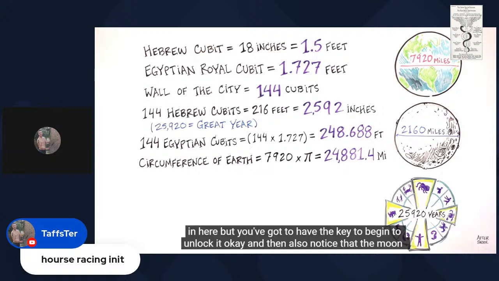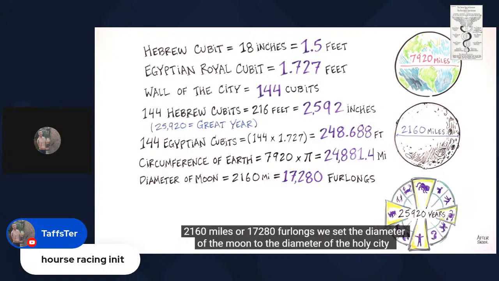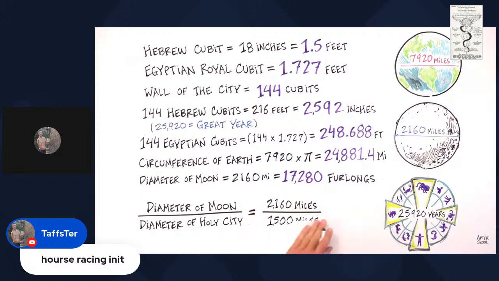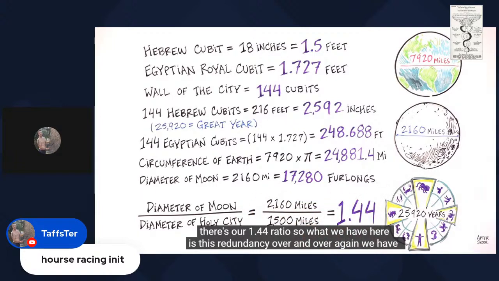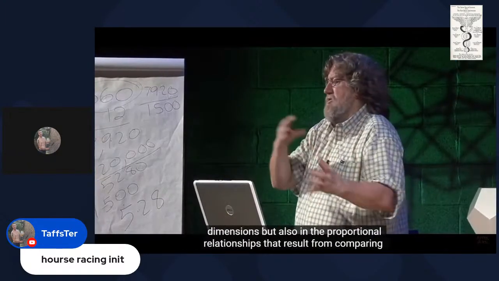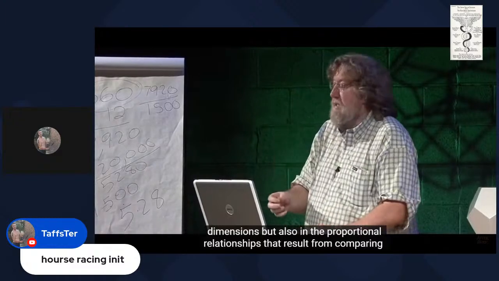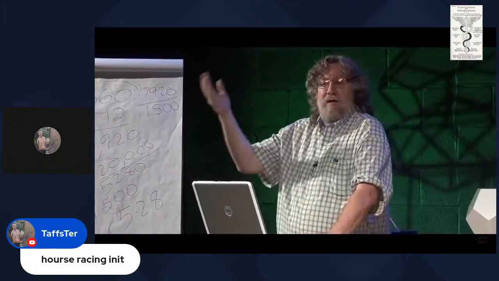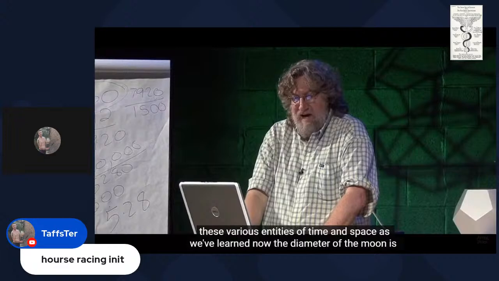Okay, and then also notice that the moon, 2,160 miles, or 17,280 furlongs, if we set the diameter of the moon to the diameter of the holy city, there's our 1.44 ratio. So what we have here is this redundancy over and over again. We have these same numbers recurring over and over again in the measure of time and space, both in absolute dimensions, but also in the proportional relationships that result from comparing these various entities of time and space.